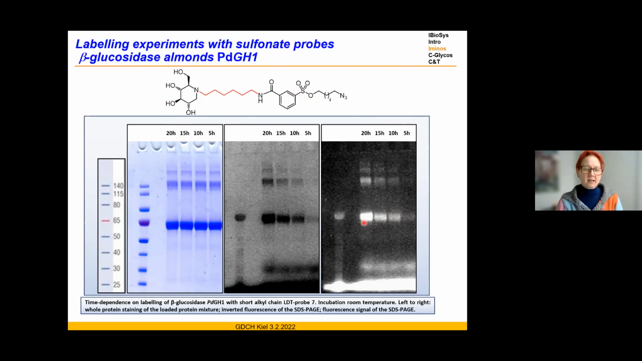So we were very, very happy. And this is the result I wanted to show you here. So that's the first time that the ligand approach was applied successfully on glycosidases. And of course, you can imagine further work going on.